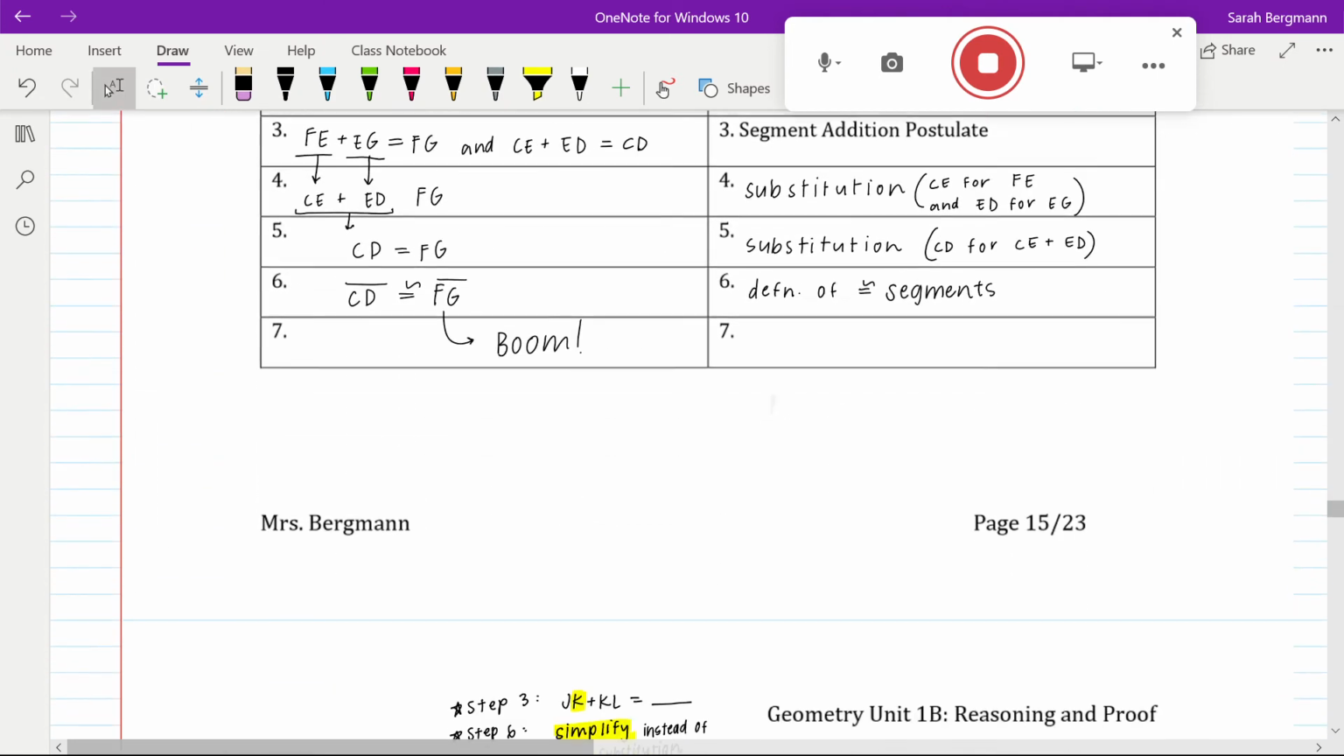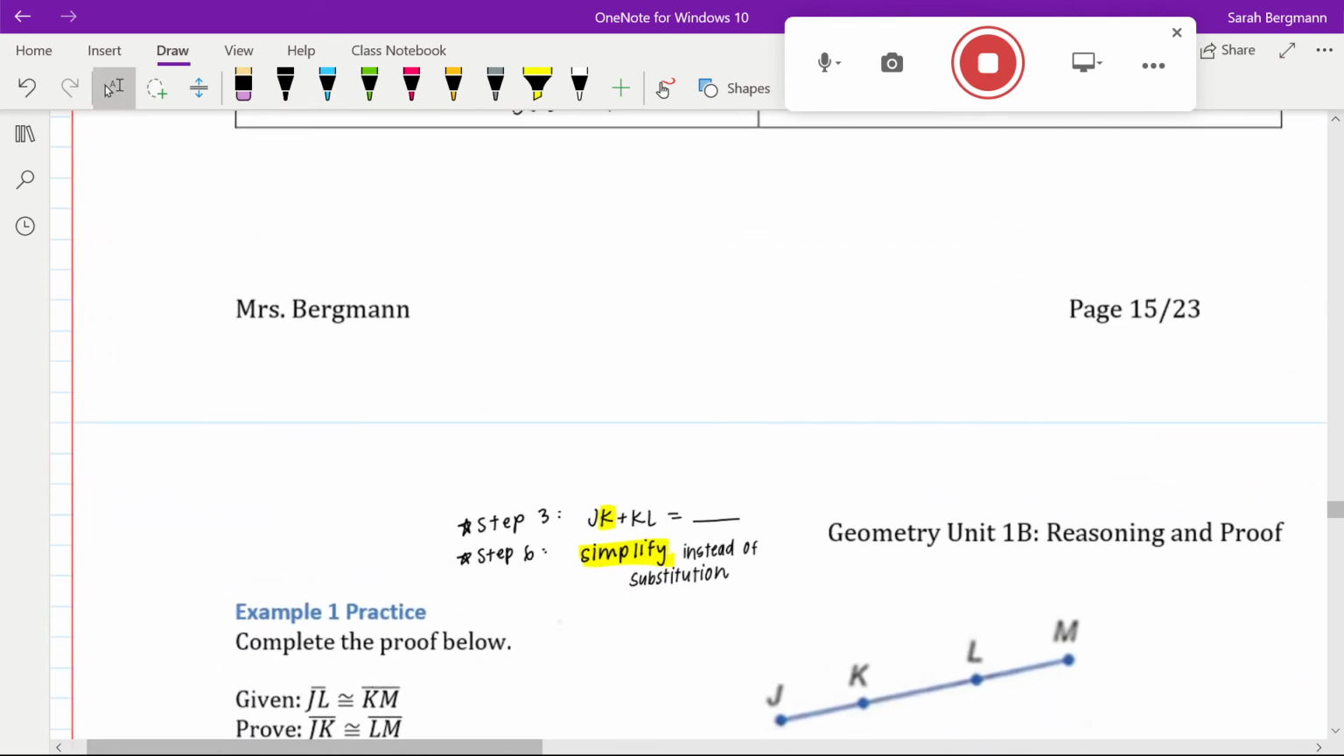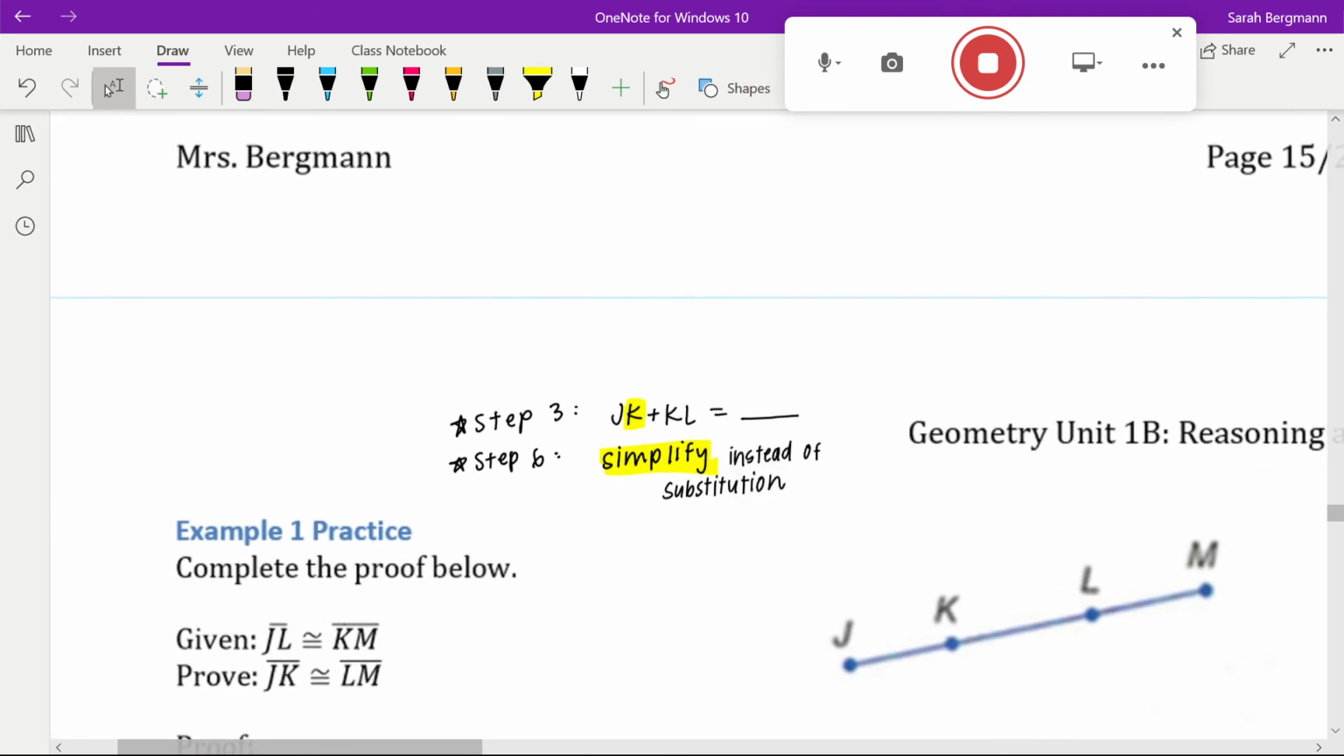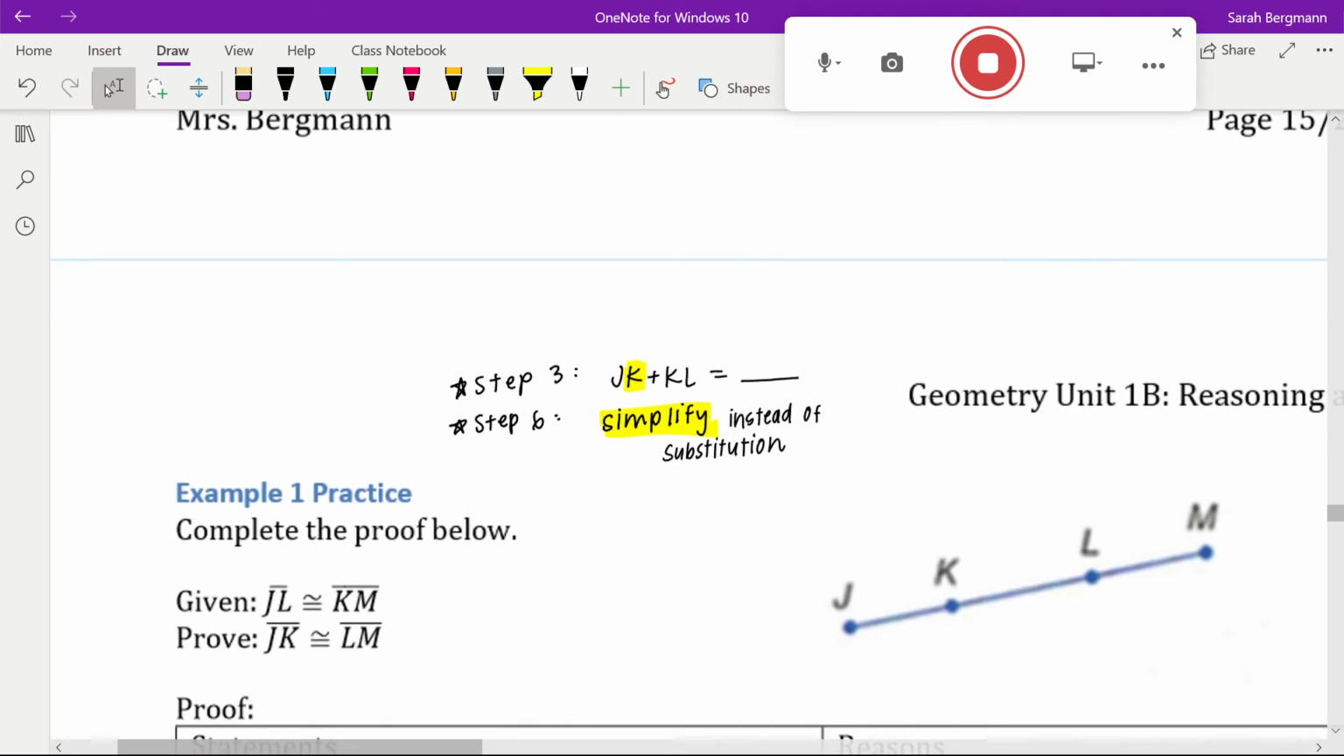All right, next, I would like you to try this practice problem here. Complete the proof below. There are already some steps given to you, but before you start, there are some typos, so I just wanted to point them out. On step 3, there's a typo. It should say JK plus KL equals blank, and on step 6, it should say simplify instead of substitution. So pause and see if you can fill in the missing statements and reasons now.